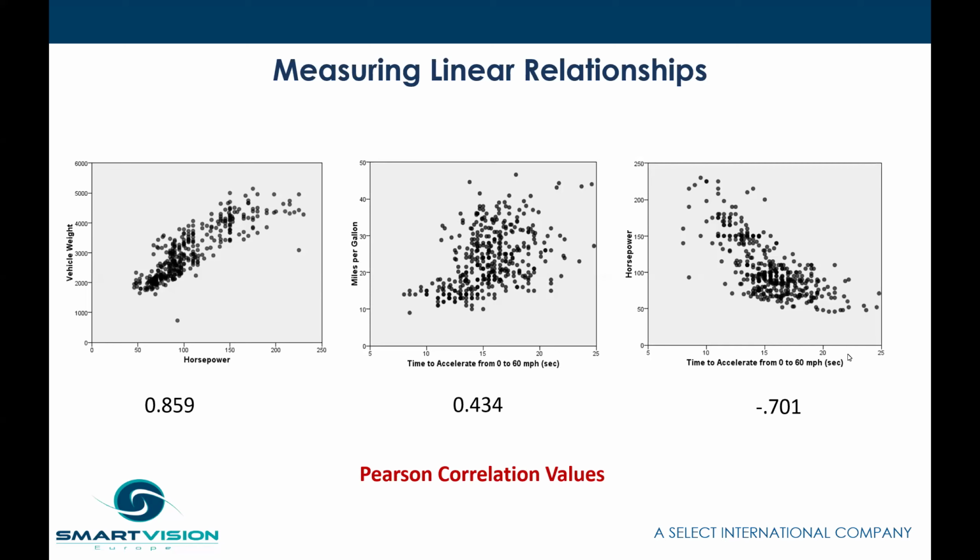And if it takes a long time to accelerate from 0 to 60, say 20 seconds, it tends to have less horsepower, generally speaking. There are exceptions, of course. We can see a couple of little points here which don't really fit that. But it's a relatively strong negative relationship.